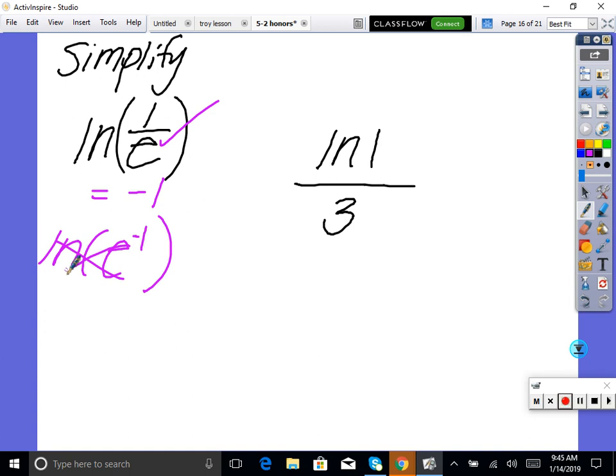Now, let me ask you what the answer is on this one. 0? You're right, 0. How'd you get that? I kind of just thought about it, and I said 0 is always a good answer.